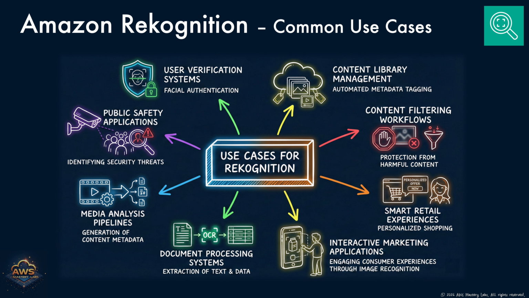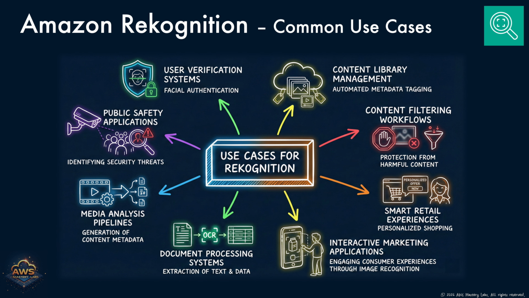For public sector and law enforcement agencies, Rekognition supports public safety applications. It can assist in identifying missing persons or flagging known individuals in crowds using facial comparison technology. Digital platforms use Rekognition to power content filtering workflows, protecting users, especially younger audiences, from exposure to harmful or inappropriate content. By automatically identifying explicit or violent imagery, Rekognition helps businesses maintain safe and compliant environments.